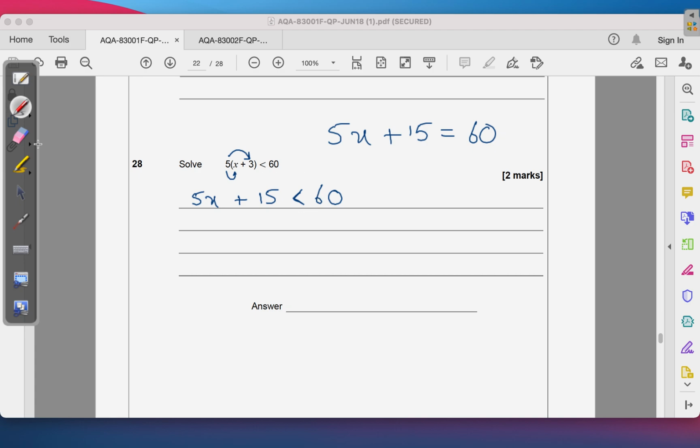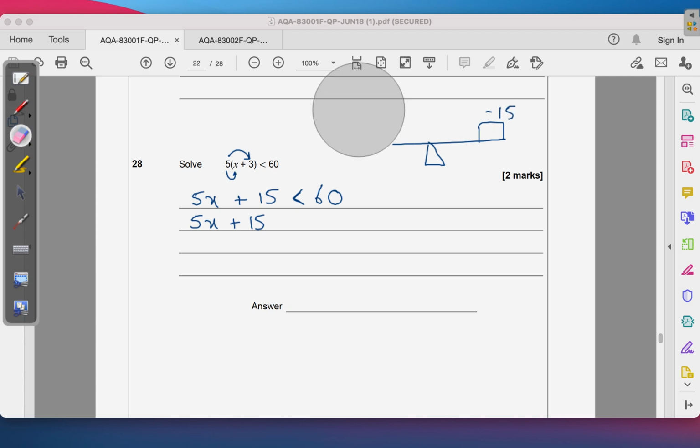So what we're going to do is remove this plus 15, because I want to try and get x on its own. So I'm going to take 15 off both sides. When you deal with equations, equations are like balancing scales or a seesaw. If you take one thing off one side, you have to take it off the other as well, otherwise the scales go out of balance. So you must remember with equations, if you take something off one side, you have to take it off the other side as well.